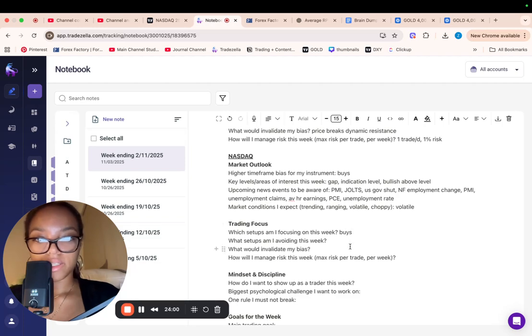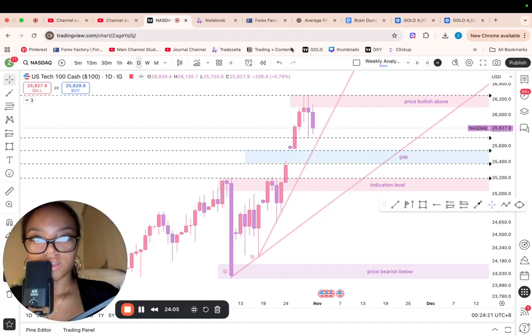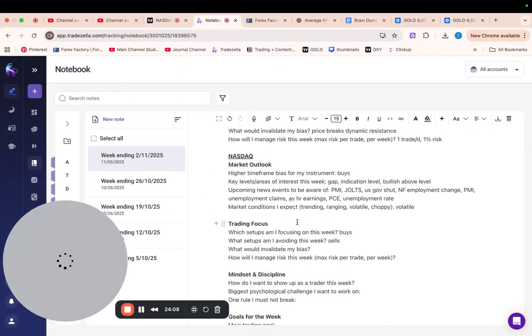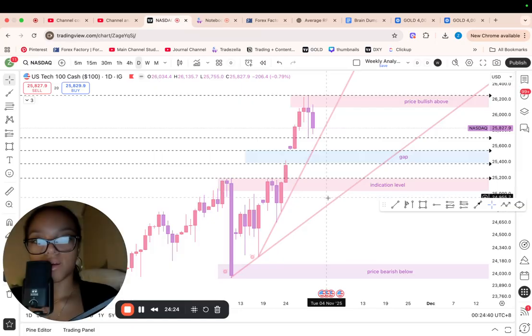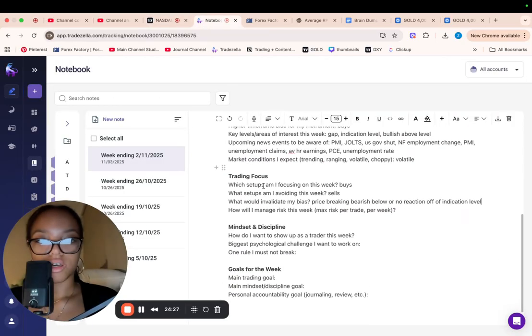Setups I'm focusing on is buys. Setup I'm avoiding is sells. What would invalidate this would be price breaking the bearish below, or no reaction off of the indication level, because if it had no reaction and just continued to sell off, it would sell off past this dynamic support right here. Paper trade only with 1% risk and one trade a day.